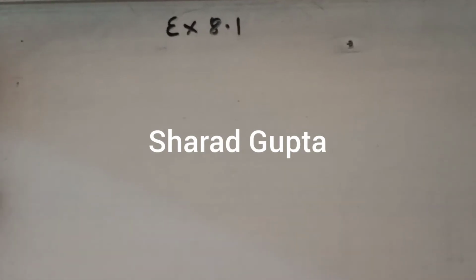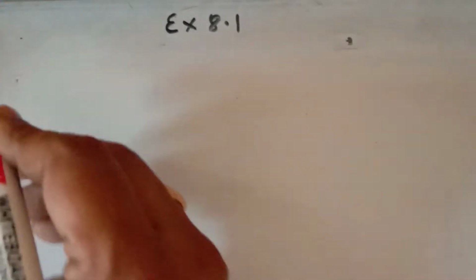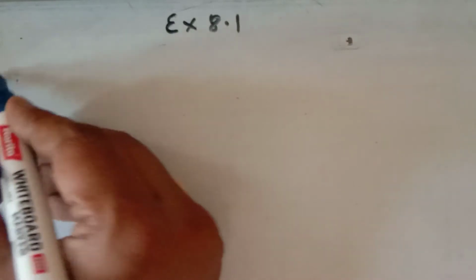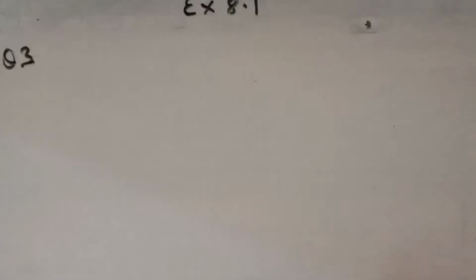Hello, this is lecture number 2 for the chapter Area Bounded Region of class 12th, and we are discussing exercise 8.1, starting with question number 3. Now, what is given in question number 3? You read it from the NCERT book.